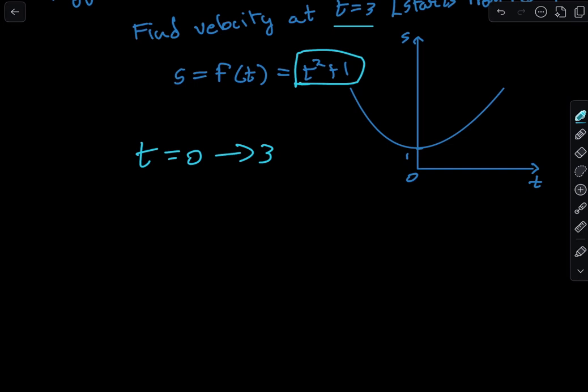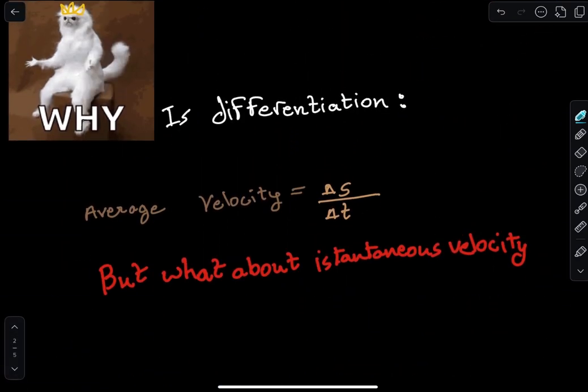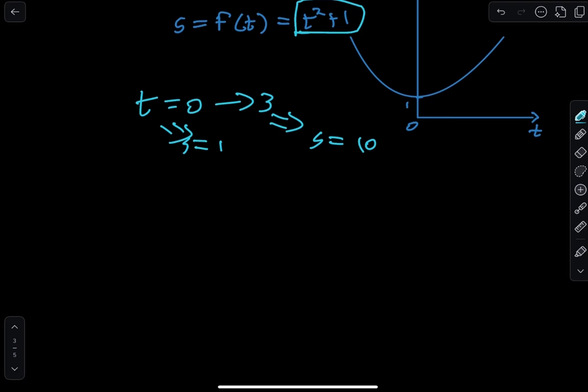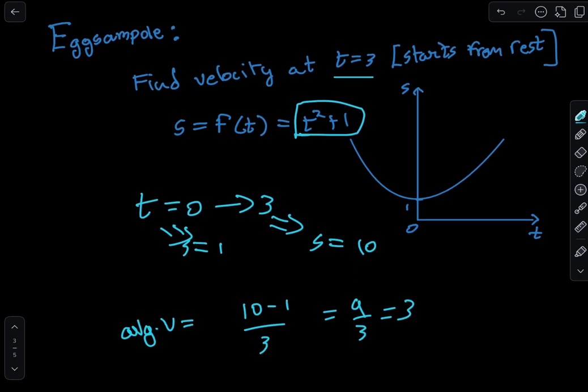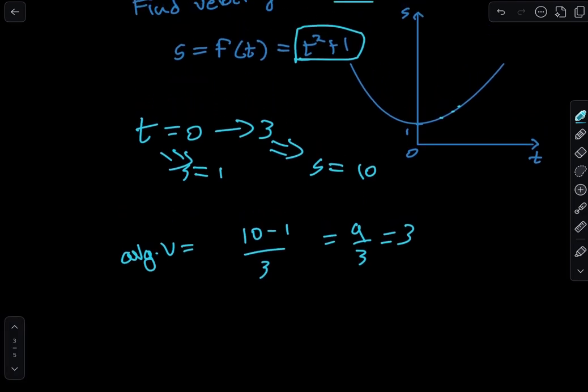Well, at t is equal to 0, s is equal to 1. At t is equal to 3, s is equal to 10. Using this formula, we get 10 minus 1 divided by 3 is equal to average velocity. So 9 by 3 would be 3. So our average velocity is 3. So that should be the instantaneous velocity, right? Wrong. So let's try something else.